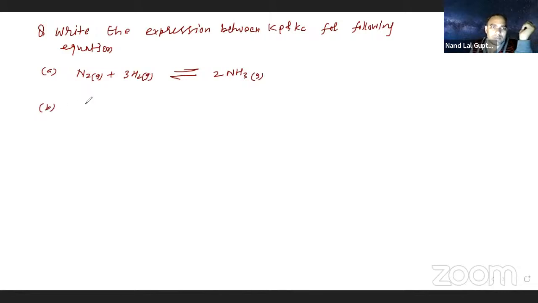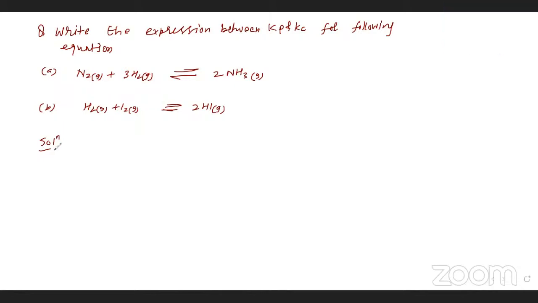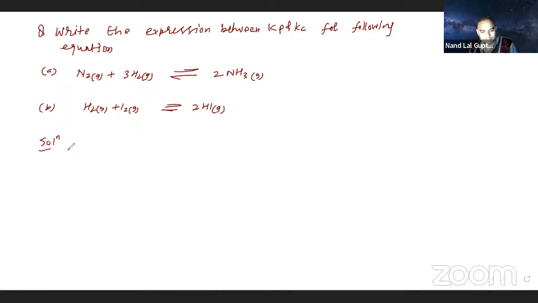B: H2 gas plus I2 gas, reversibly, gives 2HI gas. Now, you solve this one. Can you do the solution? Yes, sir, I can do. Okay, do it. N2 plus 3H2.